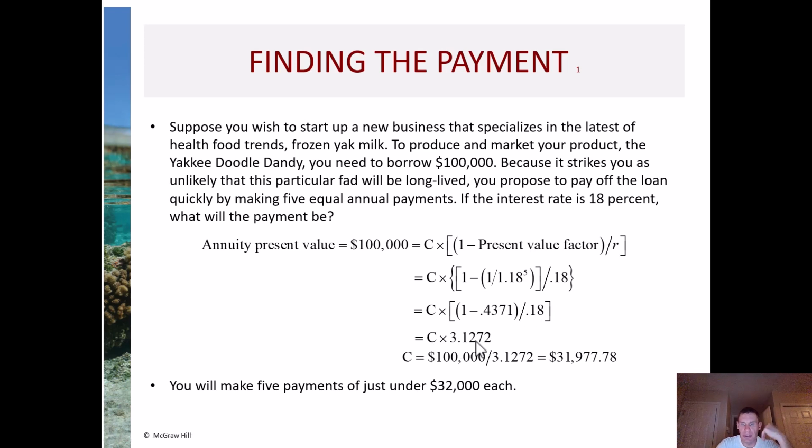3.1272. So then all we got to do is we just take the 100,000 and divide it by 3.1272. We're basically solving for C, right? So 100,000 over 3.1272, we get 31,977. So basically you got to make 5 payments, as it says, of just under 32 grand a piece.